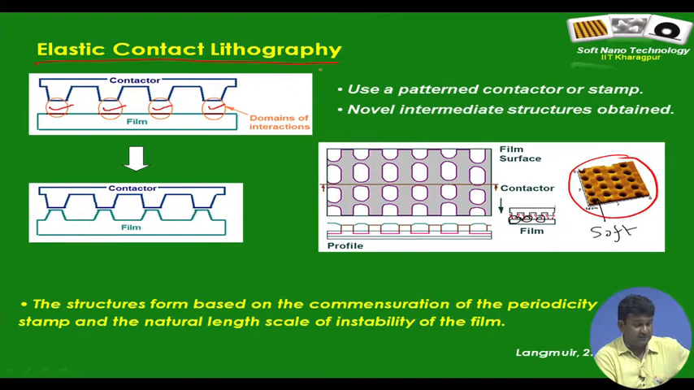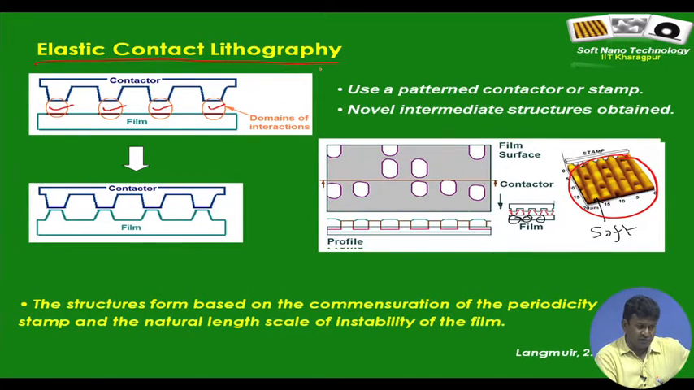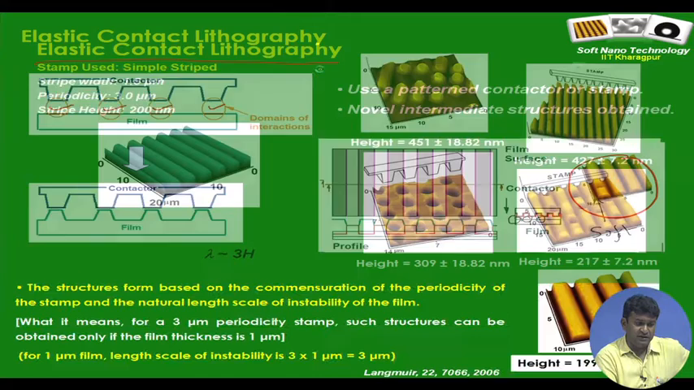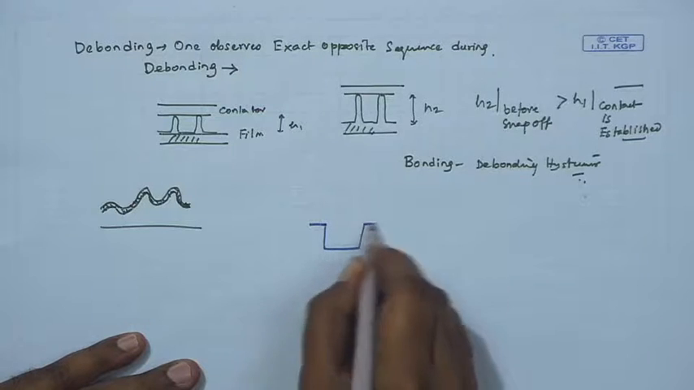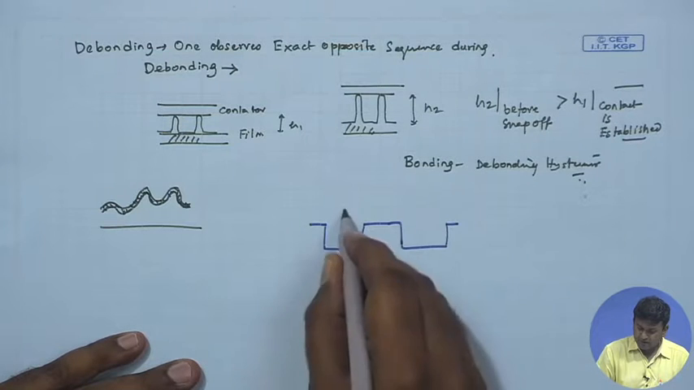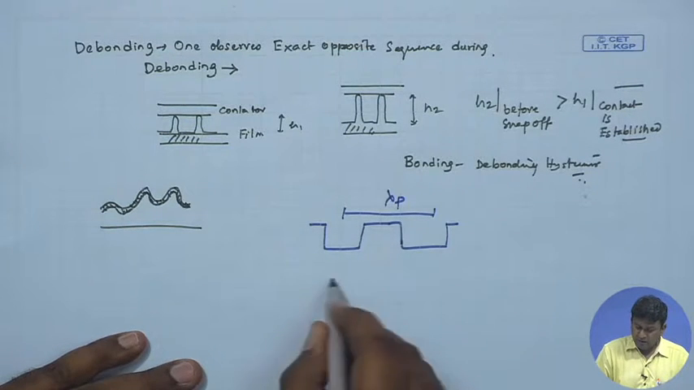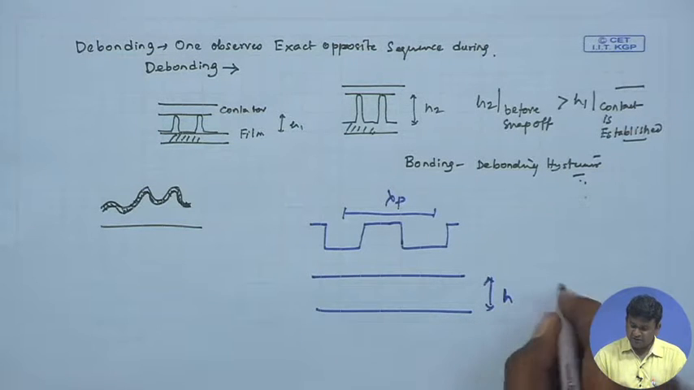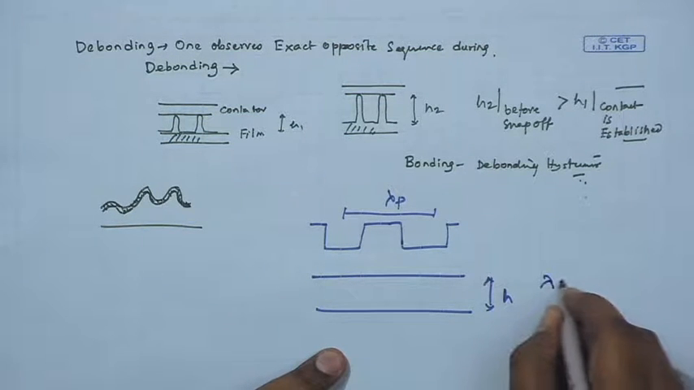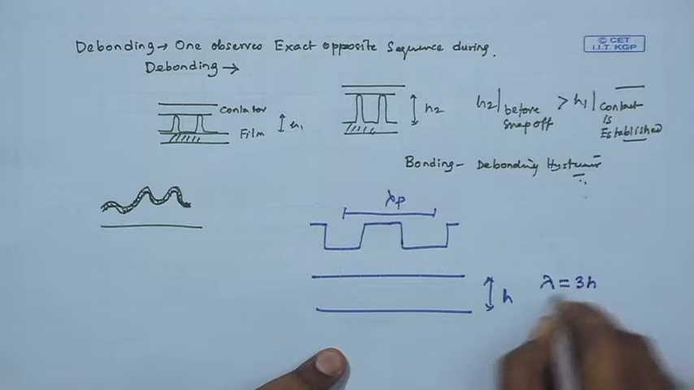Beyond this stage, if one continues the approach, one eventually gets a perfect negative replica. There are certain conditions under which this perfect replication takes place, and one of the conditions is the periodicity of the pattern stamp, that is lambda p, and you have a flat film where the thickness is h, therefore its natural length scale of instability is 3h.